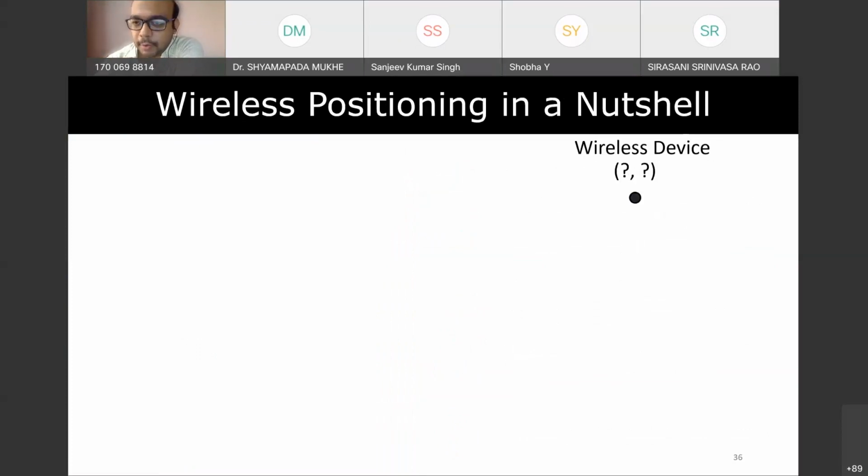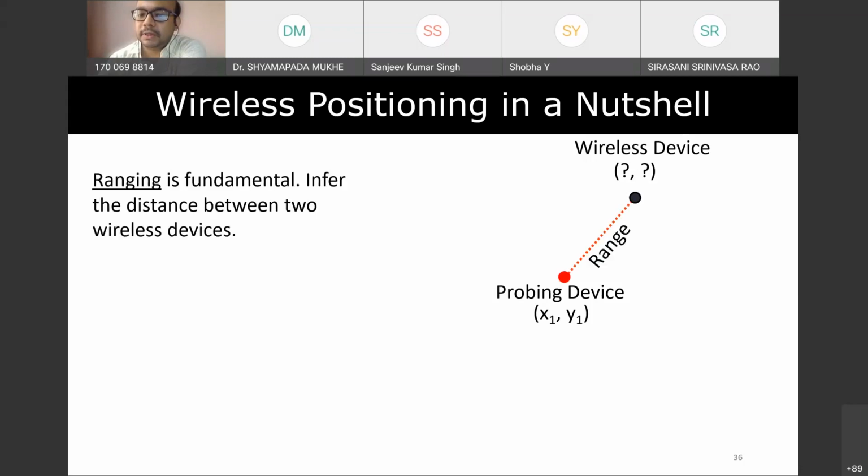So how does a wireless positioning system work? Let's say you have a wireless device that is denoted by this black dot, and we need the location of a probing device. Let's say a probing device could be located at a point x1, y1. And what we do is we try to calculate the range between the probing device and the wireless device. The range could be calculated, as I told you earlier, from the time of flight information, TOF. So the time of flight multiplied by the speed of light will give you the range, right? You know the time, you know the speed, so you know the distance.